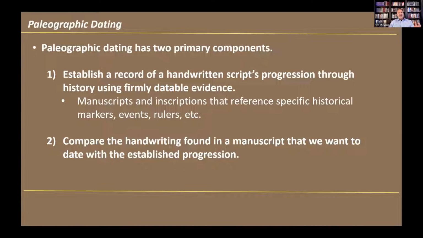And then the second part, once we have this index of progression of the script, is to take the handwriting found in a manuscript that we want to date and then compare it with that index that we've established.